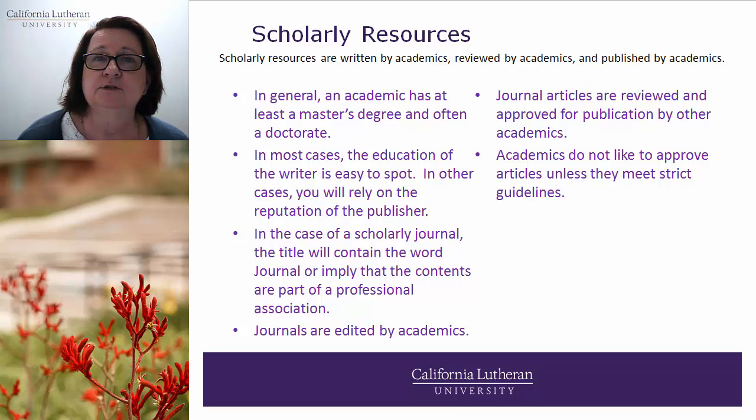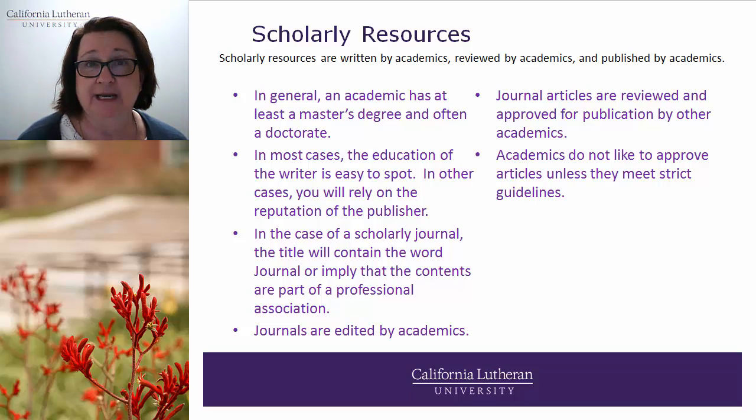Very often we use what are called scholarly journals. Now, scholarly journals are edited, written, submitted, published by academics. And the journal articles that you see have been approved by other academics. So the editor of the journal has approved it, and then they've sent it out to peer review for vetting to make sure that it's accurate. And academics, they don't approve articles unless they meet strict guidelines.